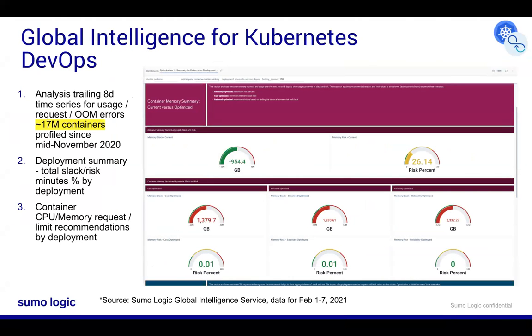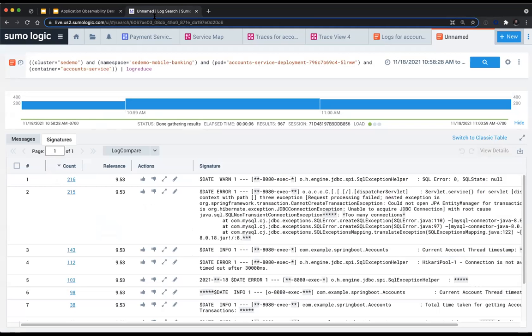So the way that we're going to do this is by doing an analysis across 8 days of analysis across approximately 17 million containers that we've profiled since mid-November 2020. And with this information, we can apply it to your deployment to be able to give you recommendations for how you're deploying your Kubernetes application. So again, let's go ahead and jump back into our environment in here.